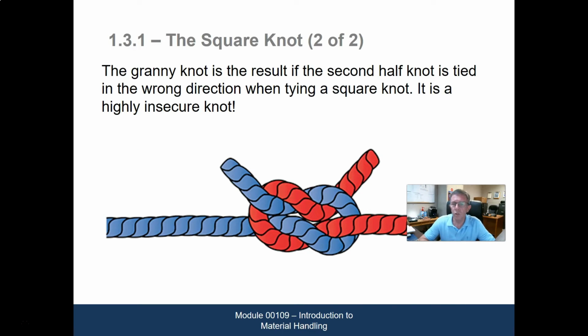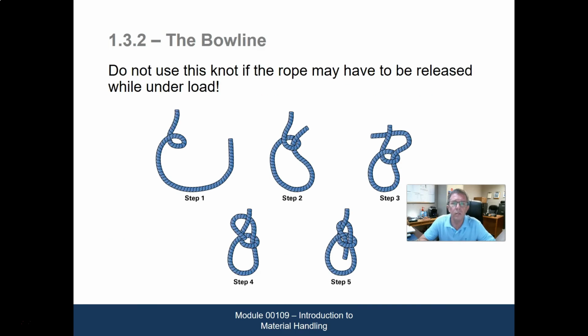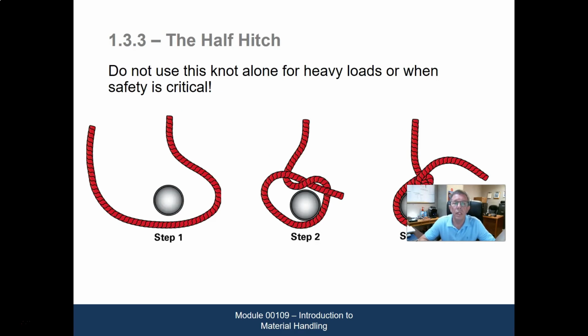The granny knot is the result when the second half of a square knot is tied in the wrong direction. It is a highly insecure knot. We'll look at that when we do these in class. The bowline, do not use this knot if the rope may have to be released while under load. The half hitch, don't use this knot alone for heavy loads or when safety is critical.